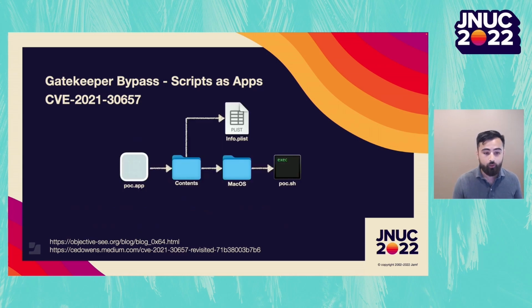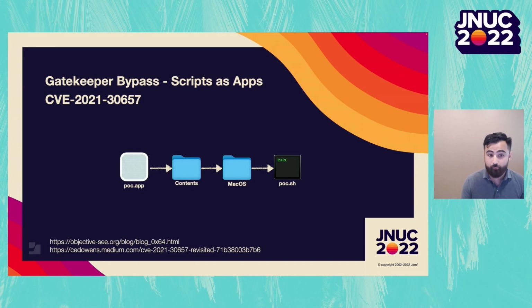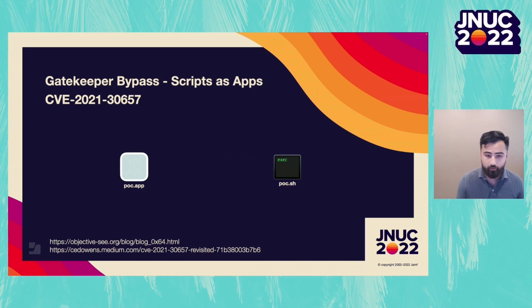package the application, and send it to the victim for download. So what that looks like is that you typically have an application structure like this, but this time we won't have an Info.plist. And simply having a structure like this that's going to be downloaded from the internet will allow you to bypass Gatekeeper checks. Cedric Owens was able to discover a shorter, easier way to trigger this bypass by simply renaming the POC shell script as an app. So this would essentially be POC.app, which is a shell script itself. The user would simply double click on it, bypassing all checks again.